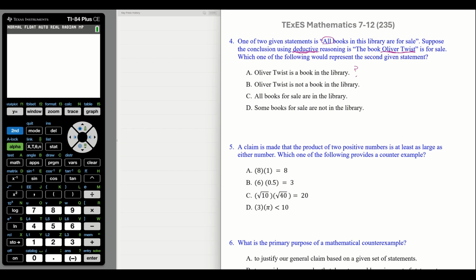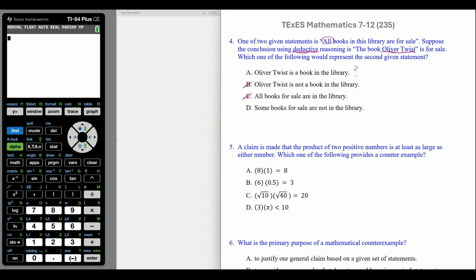Now, Oliver Twist is not a book in the library. Well, then that's a contradiction. That doesn't make sense. It'll contradict. So I'm going to say that's not going to work. All books for sale are in the library. Well, that's not deductive reasoning. That doesn't follow because we're going from general to general. No, we need a flow of logic, and that's like two general blanket statements. And then when you read it, they don't make sense.